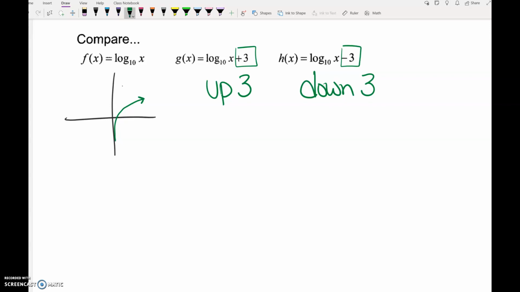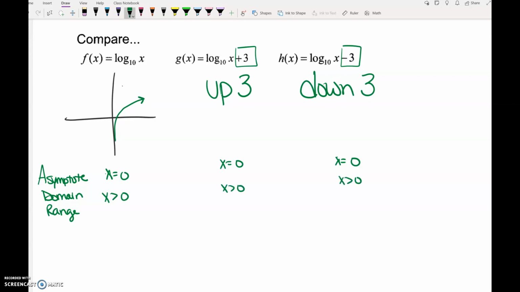Now, how would that change the asymptote, domain, and range? In all of these, the asymptote is 0. If you move a graph up or down, it's not going to change the asymptote, which means it hasn't changed the domain, and the range of all log functions are all real numbers.